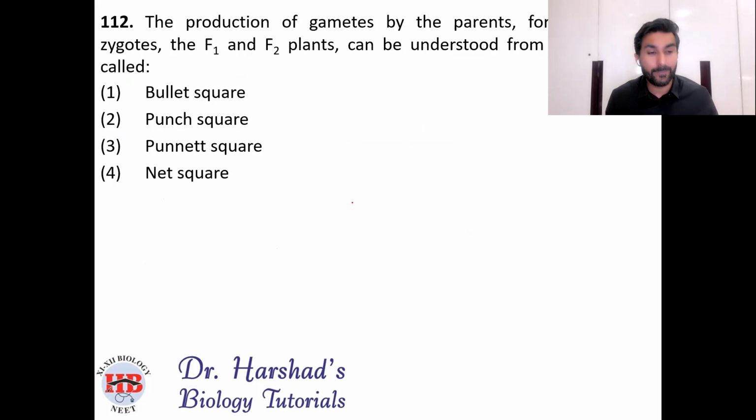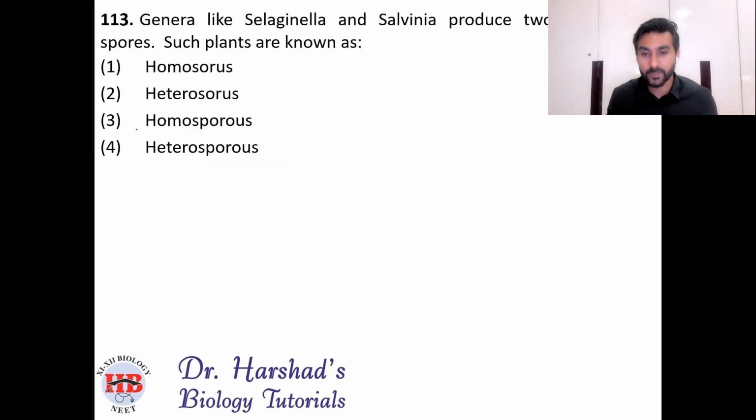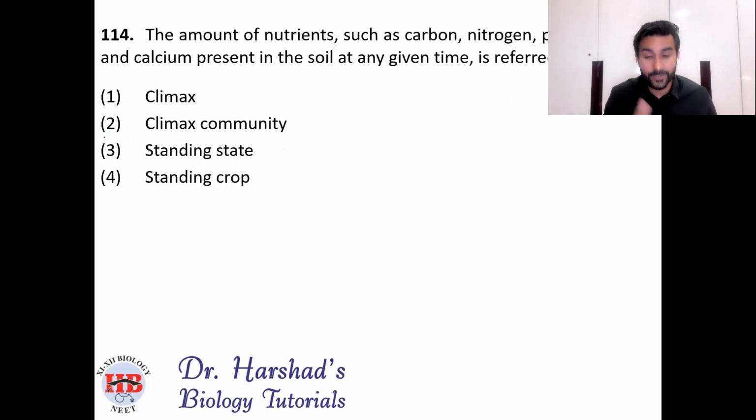The production of gametes by parents, the formation of zygote, the F1 plant and F2 plant can be understood through a diagram called the Punnett square, which was given by Reginald Punnett. Straightforward question according to me. Selaginella and Salvinia were pteridophytes which had a property of producing two different types of spores. That's why they were heterosporous pteridophytes. So again, a very, very easy question according to me.